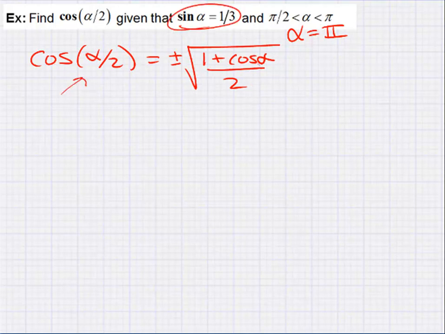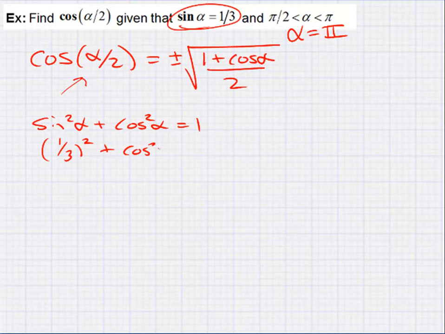Well, we know what the sine of alpha is. In order to do this, we need to know what the cosine of alpha is. So how are we going to get that? First thing we're going to need to do is use sine squared alpha plus cosine squared alpha equals 1. Sine being 1/3, so 1/3 squared plus cosine squared equals 1.